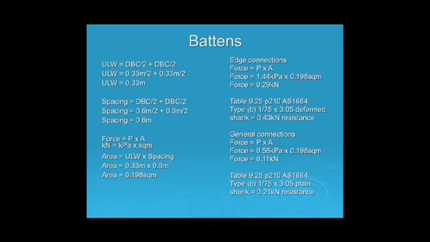general area. So this is what I've put together in this handout. Now, I don't want you to do this yet because we're going to do this for your assignment, but N2, first of all, the ULW equals half the distance between connections plus half the distance between connections. Half of 330 plus half of 330 equals 330. Yeah? Spacing is the same formula. Half the distance between connections plus half the distance between connections. Half of 600 plus half of 600 equals 600.